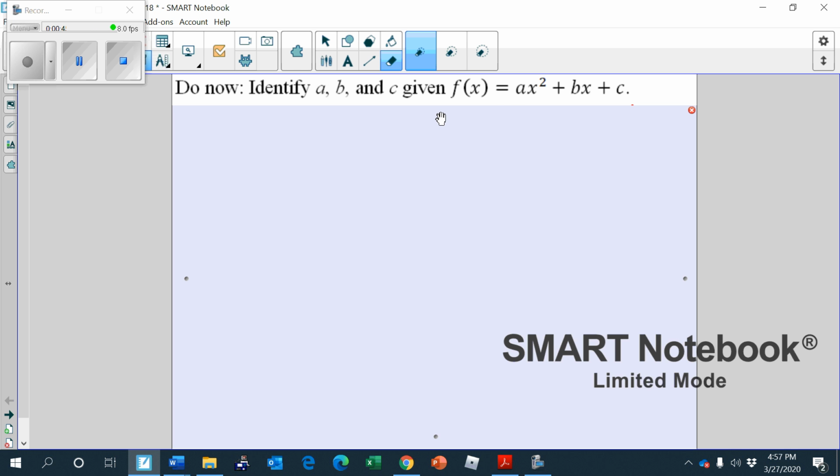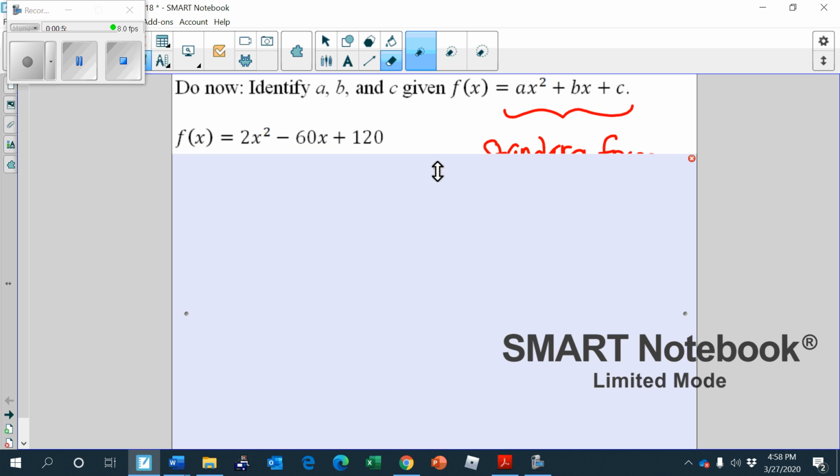Let's start with the do now. It says identify a, b, and c given that f of x is equal to ax squared plus bx plus c. Just remember that the a is always attached to the x squared, the b is always attached to the x, and the c is always by itself. And again, that's called standard form: ax squared plus bx plus c.